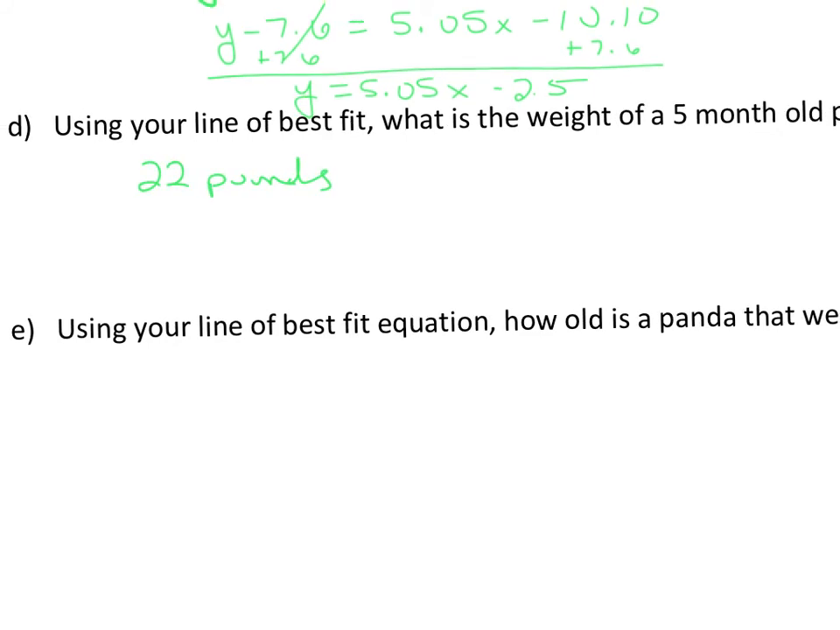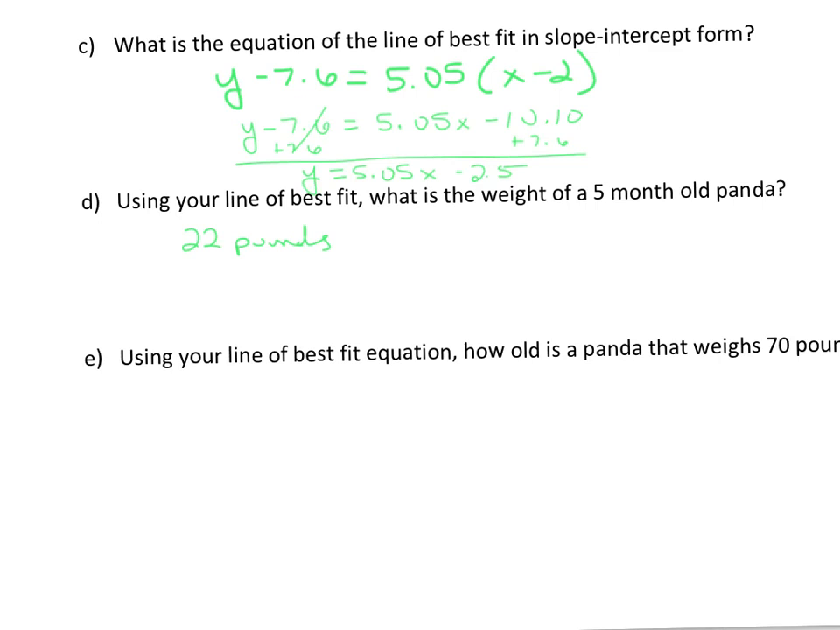Okay, so now let me plug it in, though, and let's see what we get here when we plug that 5 in. So I have y equals 5.05 times 5 minus 2.5. Okay, so when I get that in my calculator, I ended up with 22.75. So pretty dang close there. That's a lot closer than my last one, wasn't it?